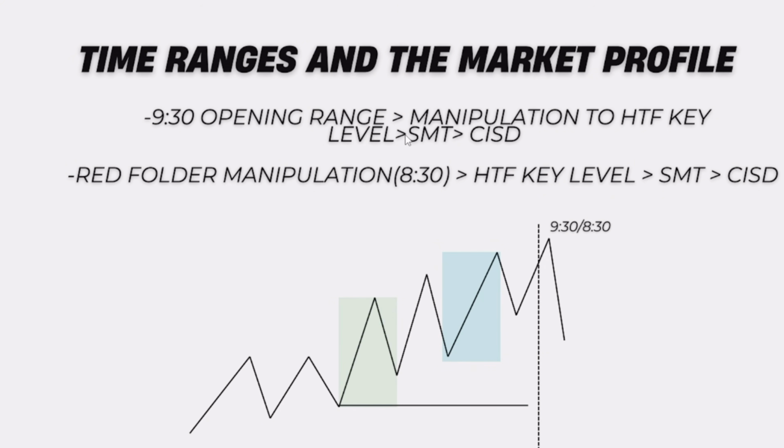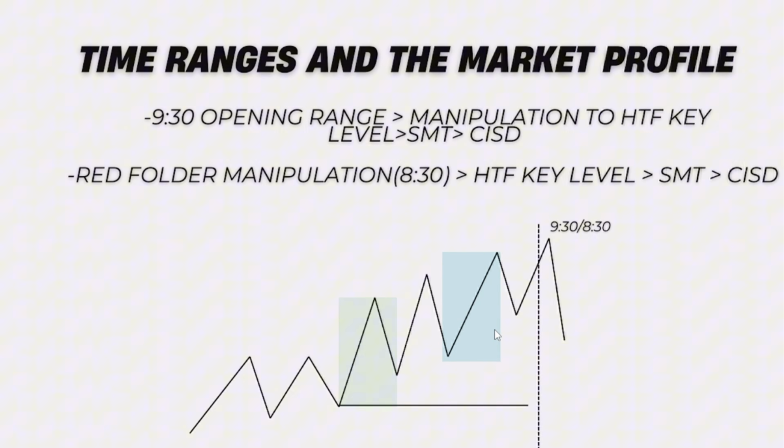Don't worry. So now, red folder manipulation at 8:30, high time frame key level SMT, and then change in the state of delivery. Pick whatever PD array you like. When it comes to PD arrays, like order blocks or maybe the FVGs and whatever, you should be picking your favorite. In my opinion, I'll be picking the order blocks. I just like the order blocks and I just trade the order blocks. That's it. Sometimes I trade the FVG, depending on the narrative and the context when it comes to the PD array. So you should be trading this framework.